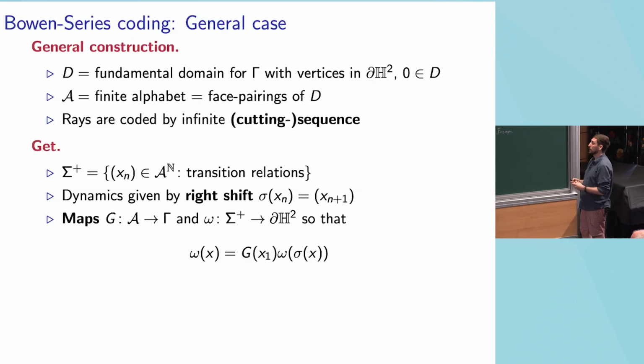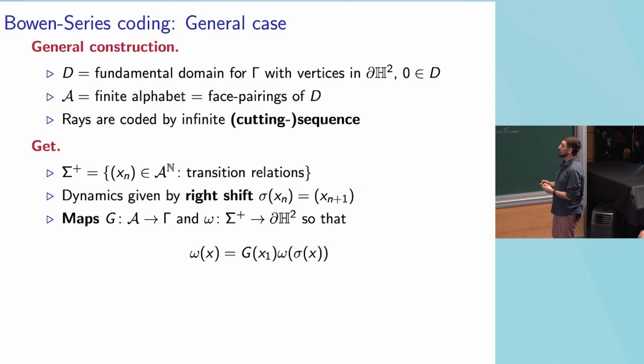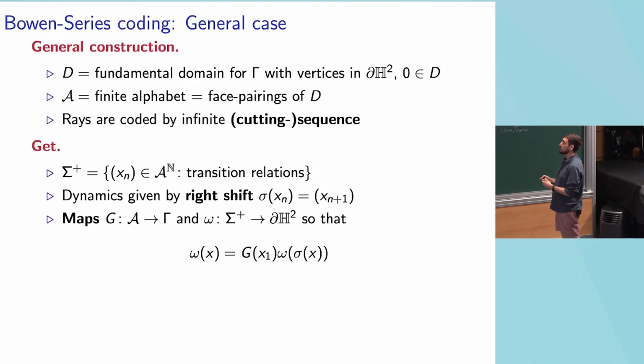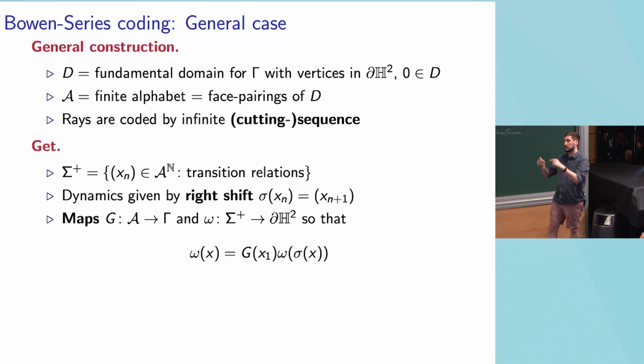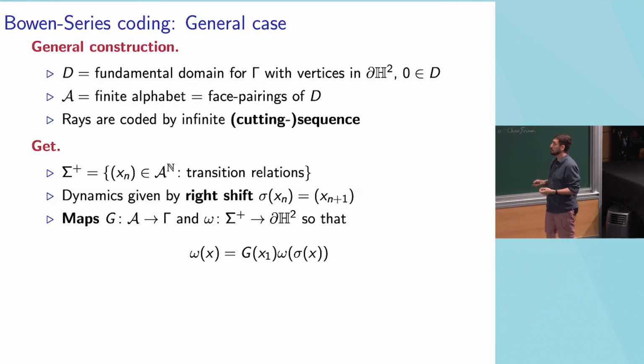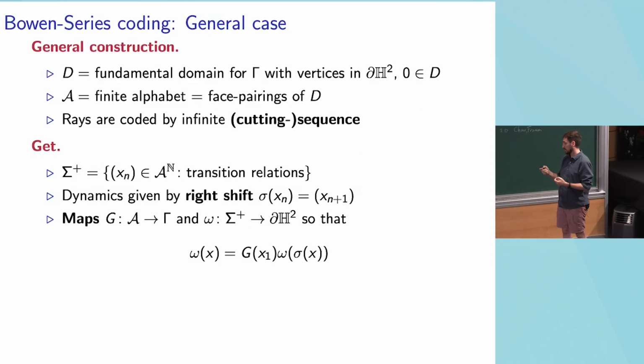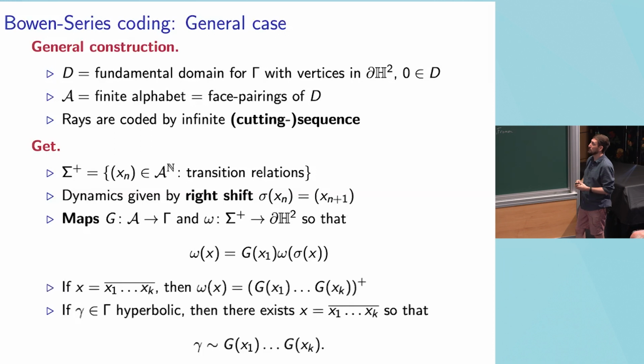But we get a little bit more. We get maps from the letters of my alphabet into the group, think generators. And then we get a map from the whole shift into the boundary of H2, because I have a ray that's going to some point at infinity, so I can think of that point at infinity. And these two maps are somewhat intertwined. There's an equation. I get it wrong half of the time. The important thing is that here I'm intertwining the action of gamma and the action of sigma. Okay? But we get more.